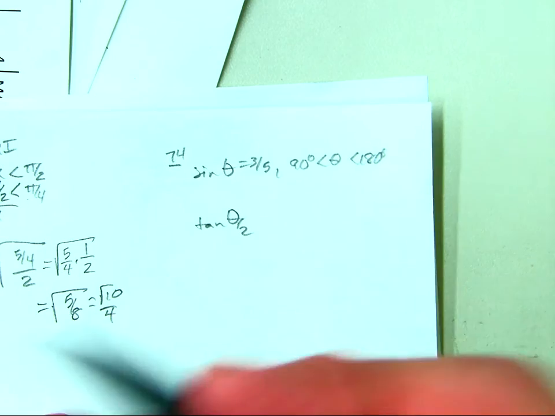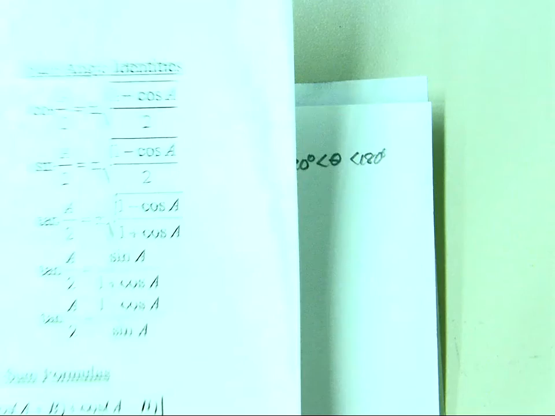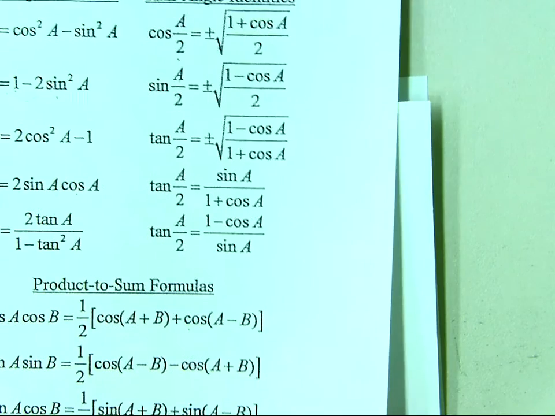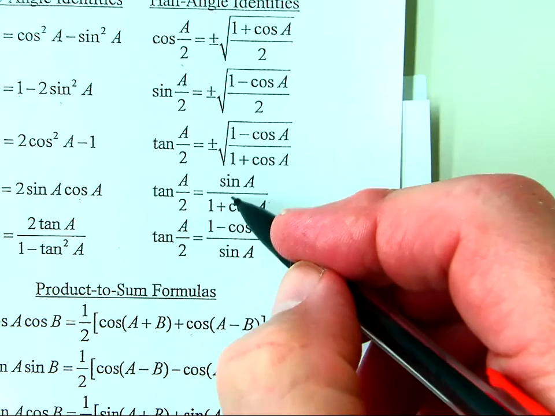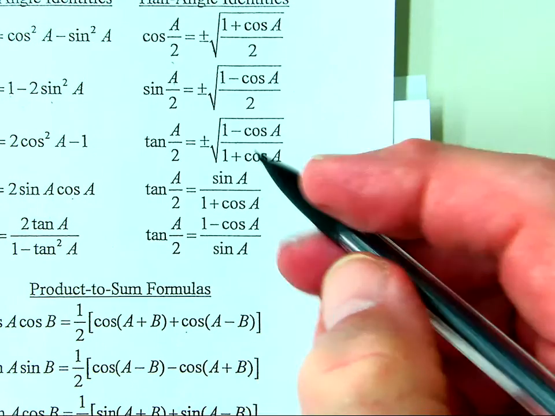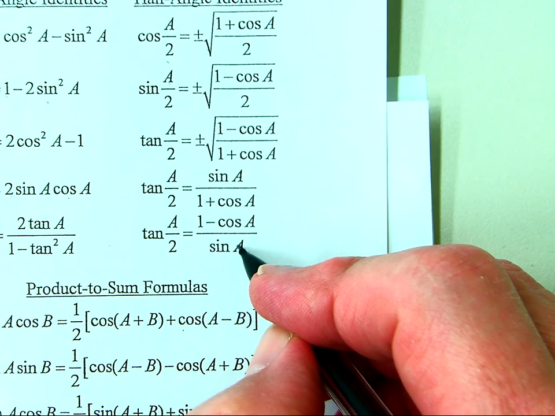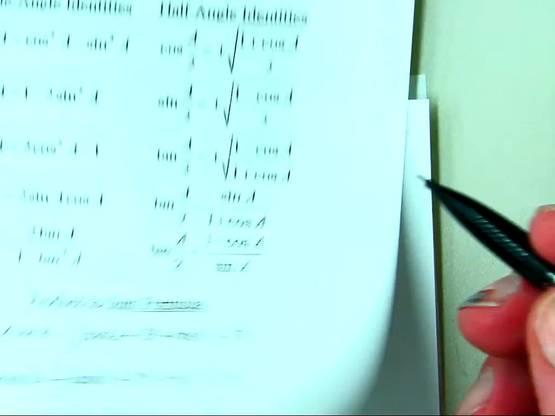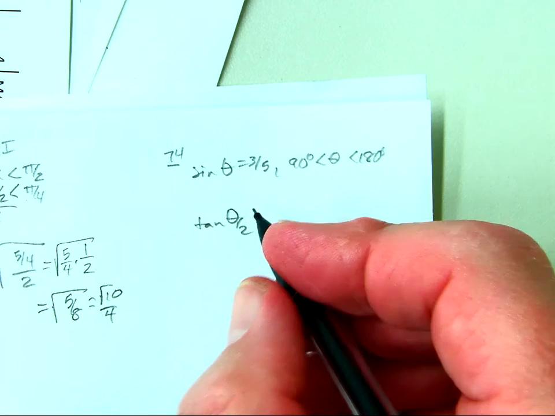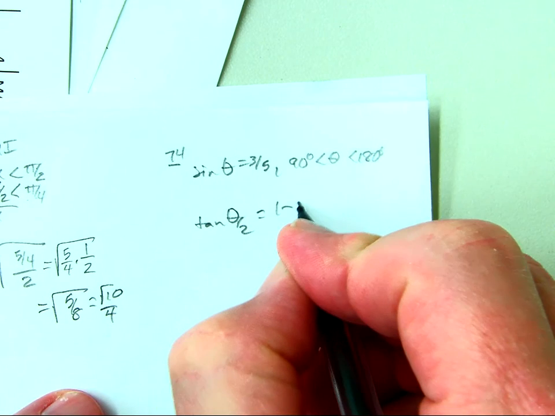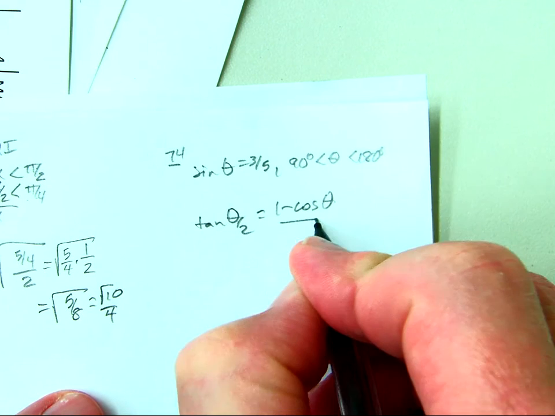So we look up the identities for tangent. Well, there's 3 of them. You could use any of them you wanted to. It makes no difference. Let's say I'm going to use this bottom one here: 1 minus cosine A over sine A. So that's 1 minus cosine theta over sine theta.